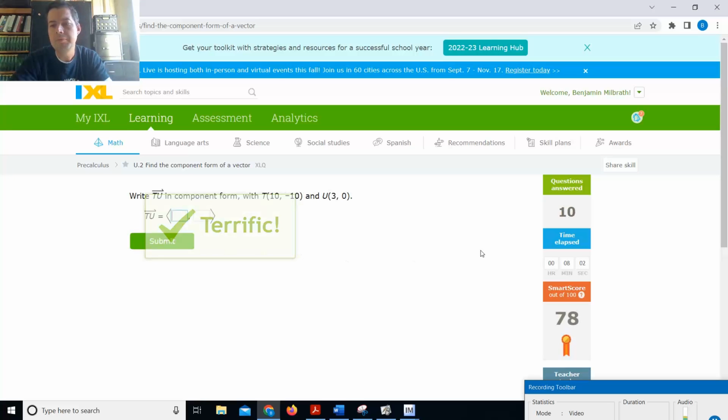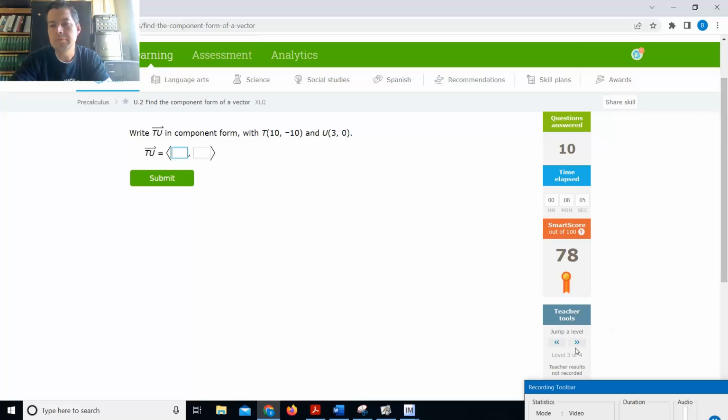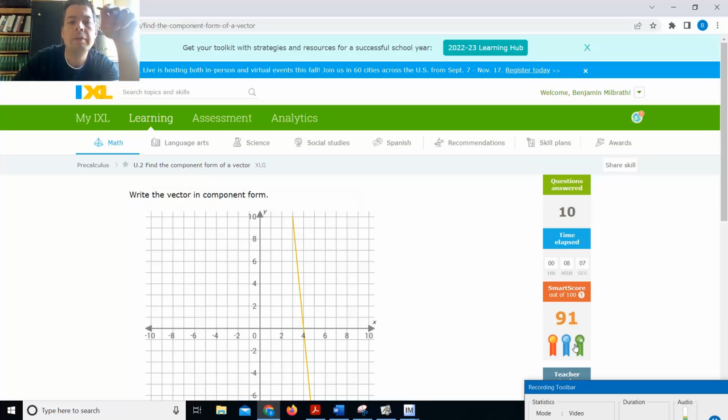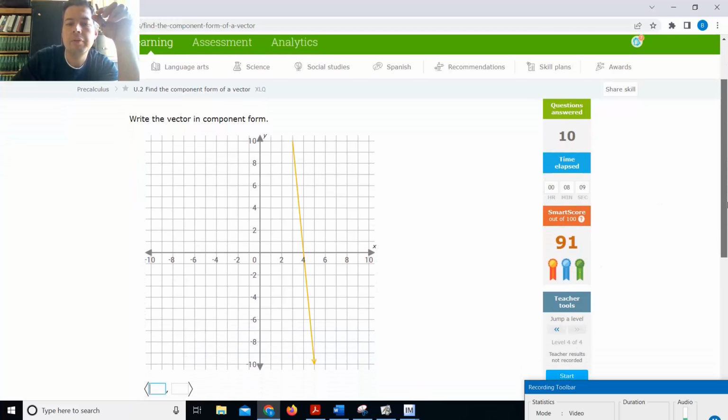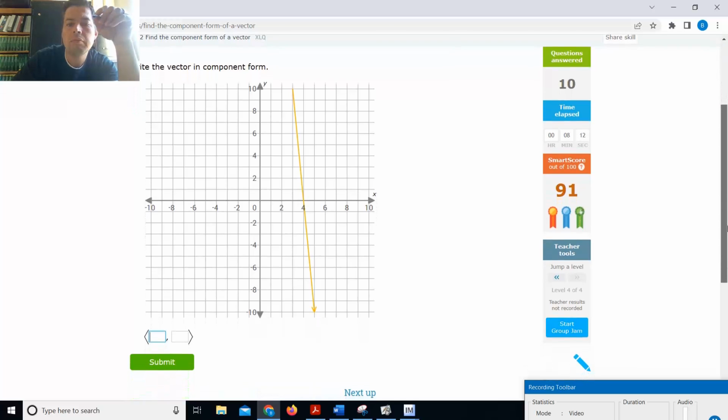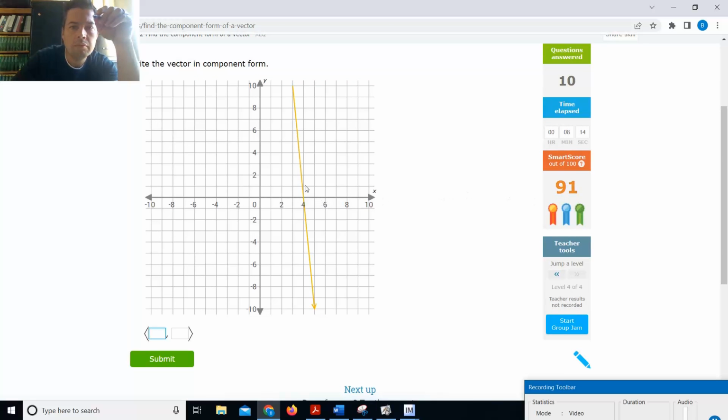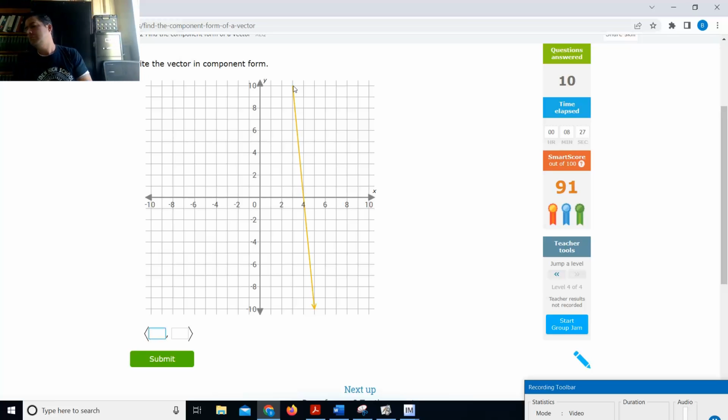And is this thing going to level up? Is there another level? So let's jump a level. Level 4. Write this vector in component form. So we're going to use the same principle here. I'm going to grab this point right here, which is at 3, 10. And I'm going to grab this point down here, which is at 5, negative 10.